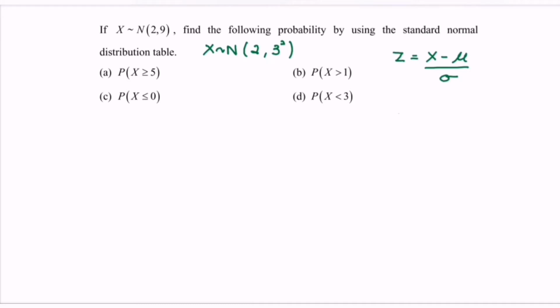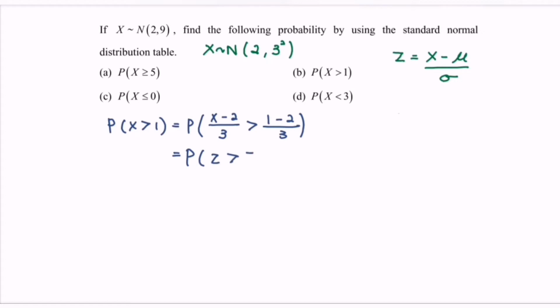Kindly refer to B, where we have the probability that x is greater than 1. Previously we already mentioned that the sign is not important because this is the normal distribution. Step number 1, what we have to do is to standardize the situation. The probability that (x minus 2) over the standard deviation 3 is greater than (1 minus 2) over 3. Simplify: the probability that z is greater than negative 1 over 3. Here, 1 over 3 will be 0.33.